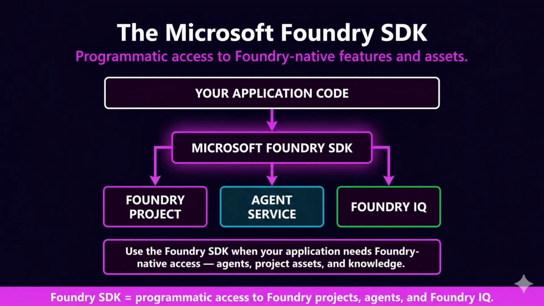The first is the Microsoft Foundry SDK. This is the SDK designed specifically for working with Microsoft Foundry-based AI applications programmatically. When you write code to connect to a Foundry project, access agents through the Foundry agent service, or work with Foundry IQ knowledge stores, the Foundry SDK is what you use. Think of it as the bridge between your application code and the Foundry-specific assets living in your project. The models you have deployed, the agents you have configured, the connections you have set up.